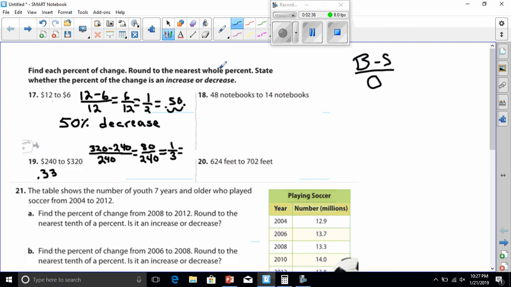And since we're rounding, what does it say? Round to the nearest whole percent. So that means once I move the decimal over twice, I'm done. This was 0.3333. 3 is not bigger than 5, so it stays the same. That means this is just going to be 33%. And since the price went up, it's a 33% increase.